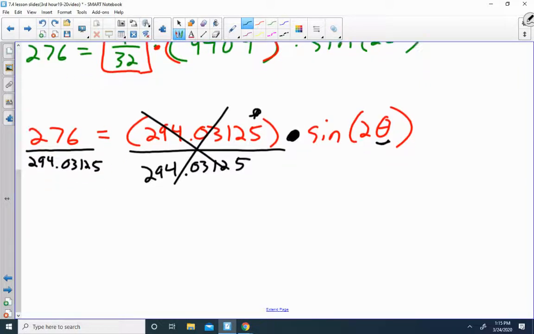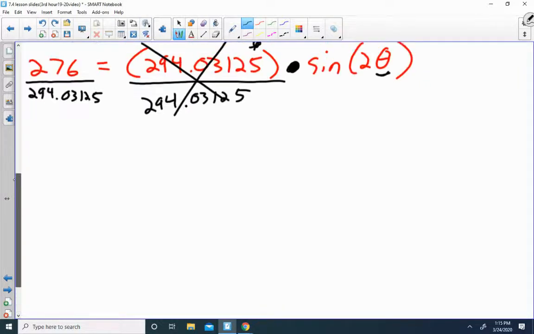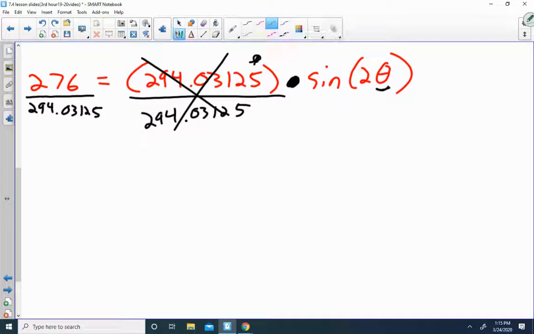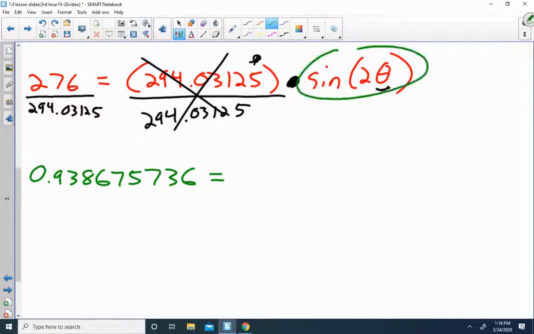And yes, it's going to give you a nasty decimal. And yes, you will have to write out every single decimal. So let's do it. 276 divided by 294.03125. Just making sure I got that written right. Yes. And that should give you 0.9386757736. Again, do not round. Write out every single decimal number. And then on the right side, all we have left is sine 2 theta.